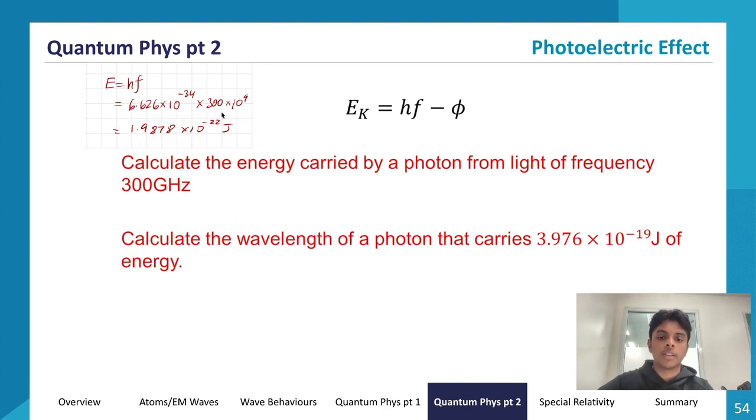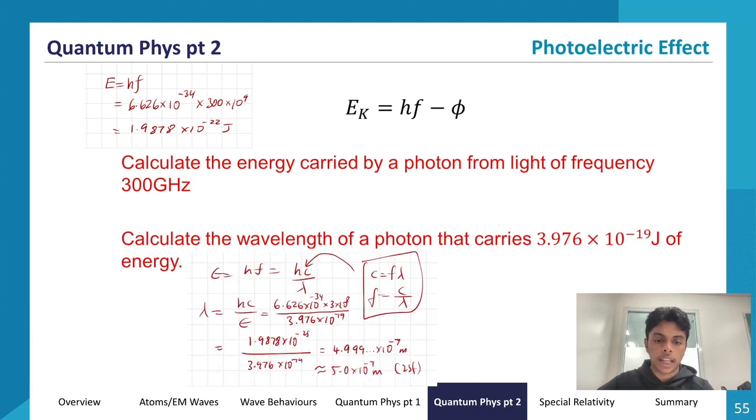If we look at a photon, a photon travels at the speed of light. c is equal to f lambda. f is equal to c on lambda, right? So we can now find lambda as well. So E is equal to hf, which is equal to hc on lambda following this simplification. And now we can rearrange to find lambda.